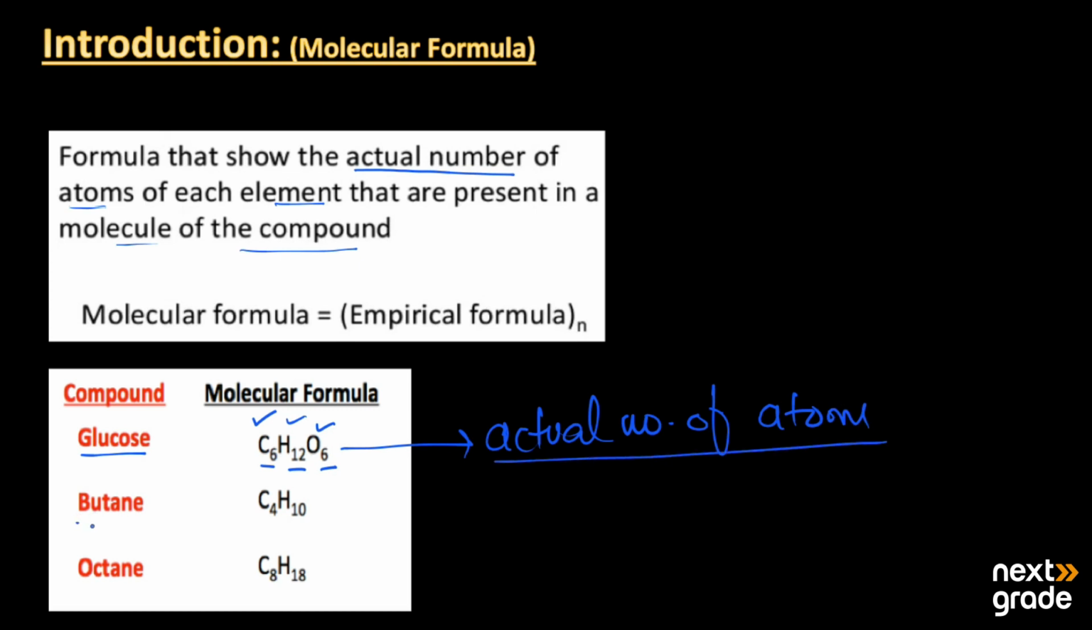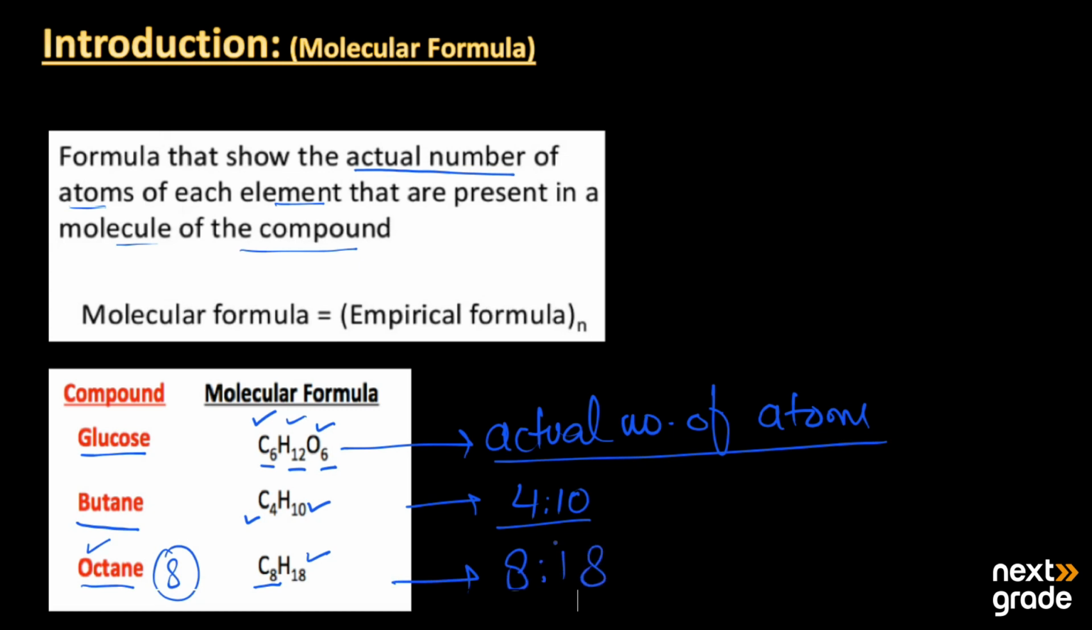For example, we have butane. It has 4 carbon atoms and 10 hydrogen atoms. So the actual number of carbon and hydrogen atoms, the ratio over there is 4 to 10. Next we have octane. The word octa means 8. So in this compound we have 8 carbon atoms and 18 hydrogen atoms, so the ratio over there is 8 to 18.